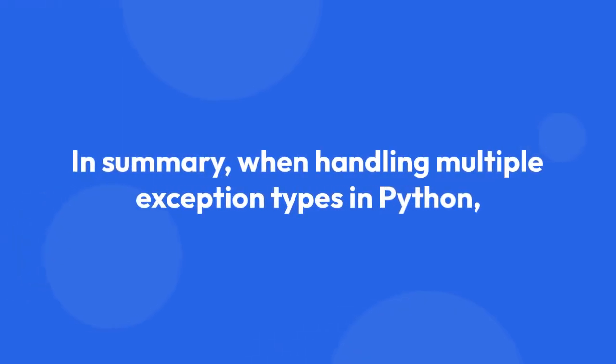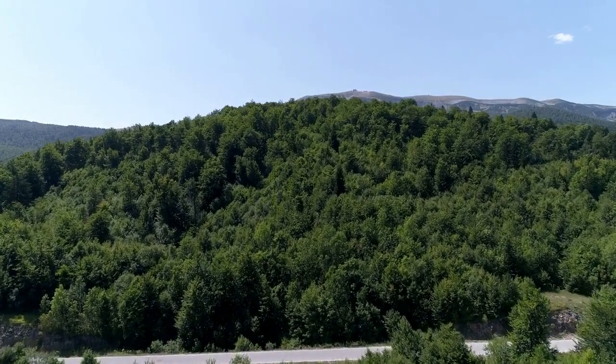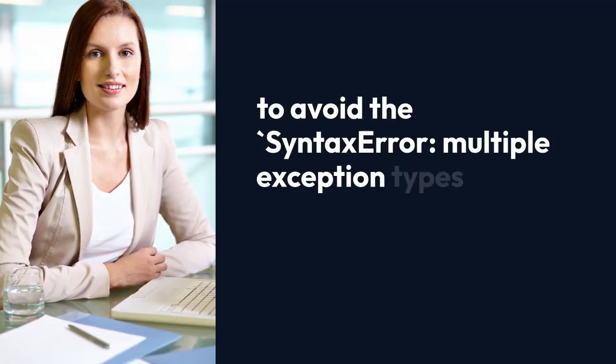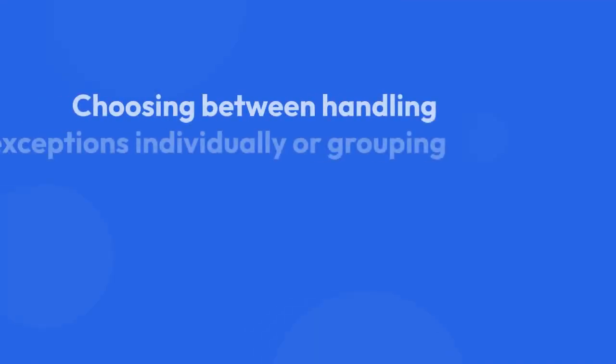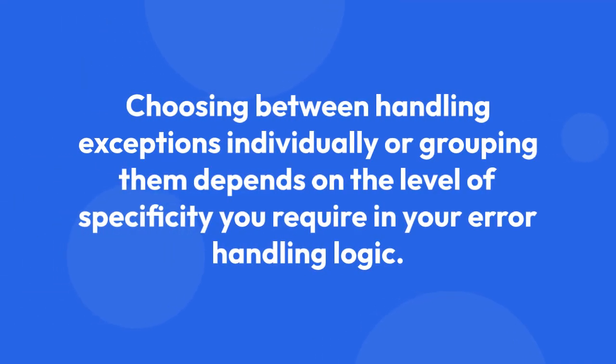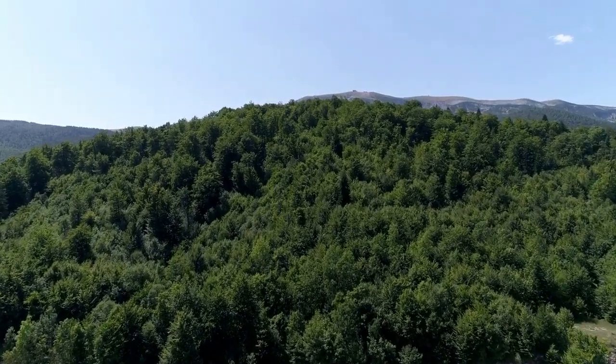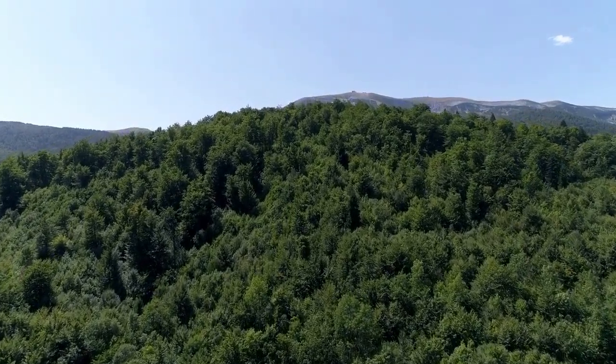In summary, when handling multiple exception types in Python, always enclose them within parentheses in your except clause to avoid the syntax error "Multiple exception types must be parenthesized." Choosing between handling exceptions individually or grouping them depends on the level of specificity you require in your error handling logic. Remember, clear and well-structured error handling significantly improves the robustness and maintainability of your Python code.